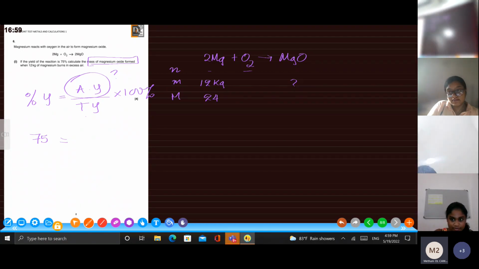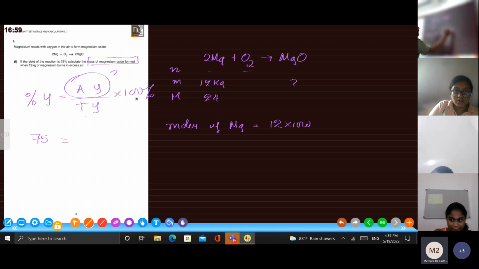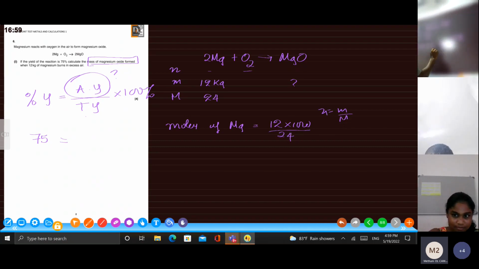So first of all you find the moles of magnesium. We need to see how many moles we used: 12 into 1000 grams. So we are using n equals m over capital M, divided by 24. So how many? 500 moles, right? So you have used 500 moles.